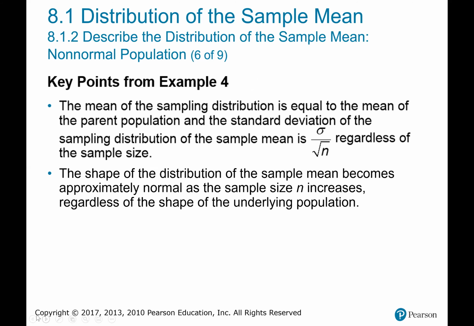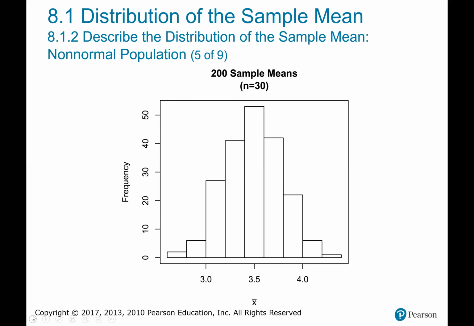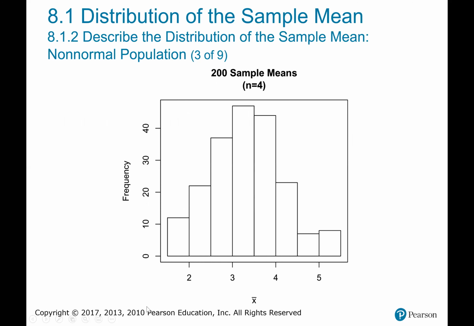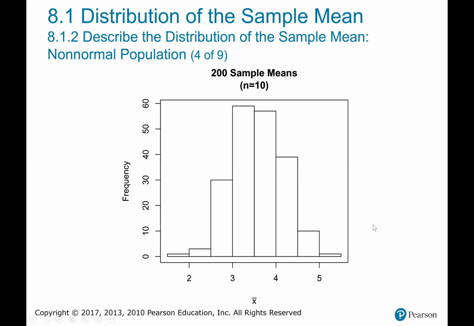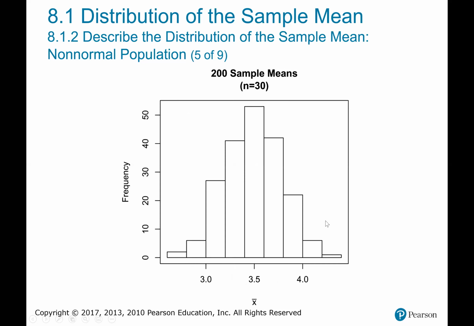So let's go back one more time. So again, guys, you see that here n is equal 4. You see that it is not symmetric, okay? And then n equal 10, it gets better, but it's not really symmetric. And then for n equal 30, you see that now it's approximately symmetric, so it's approximately normal.